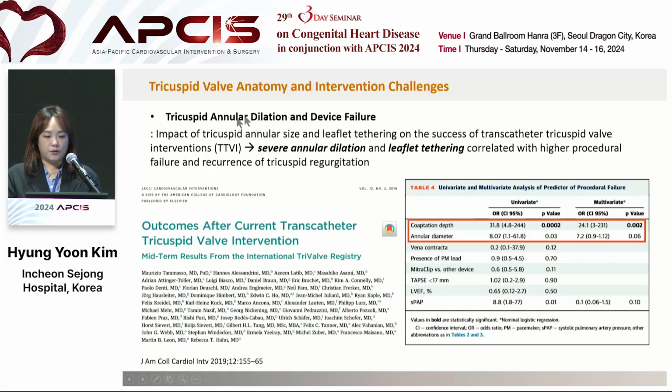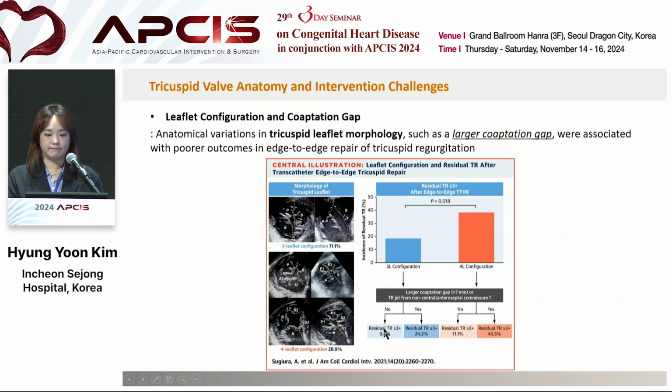And this is for the tricuspid valve. So severe annular dilatation and leaflet tethering are correlated with higher procedure failure and recurrence of tricuspid regurgitation. Also, anatomical variations of the tricuspid valve, such as a larger coaptation gap, were associated with poorer outcomes in edge-to-edge repair of the tricuspid valve.